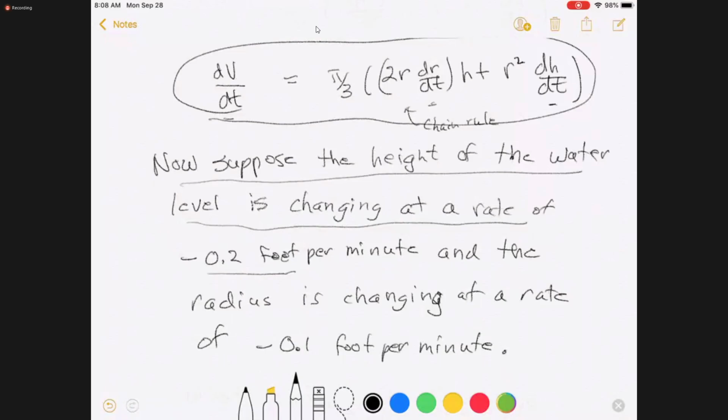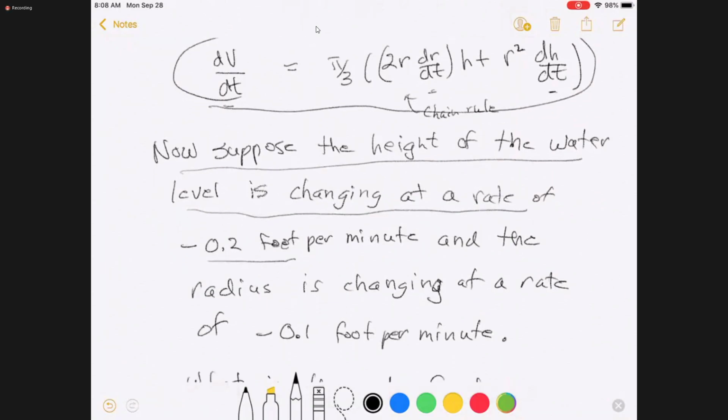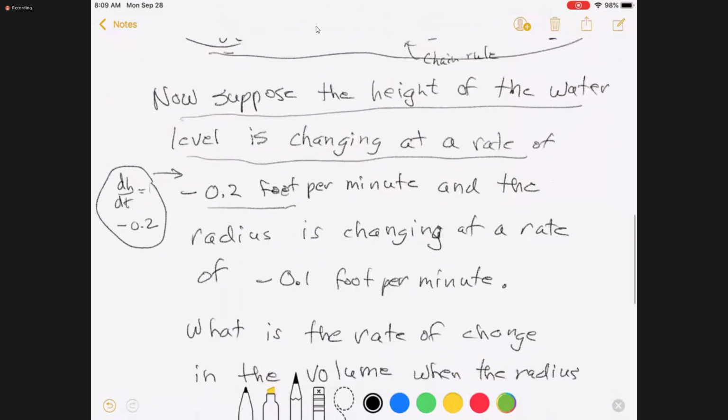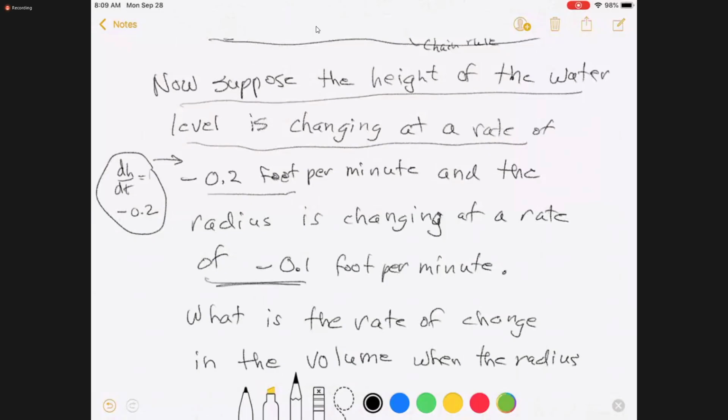And what's that talking about? The water level. Well, that's talking about the depth, H. This sentence says that dH/dt is equal to minus 0.2. Okay, right from there. And why is it minus? It's minus because the height is decreasing. The radius is also decreasing, okay, right here. So this says that dr/dt is minus 0.1.